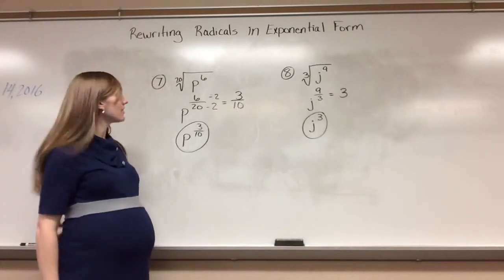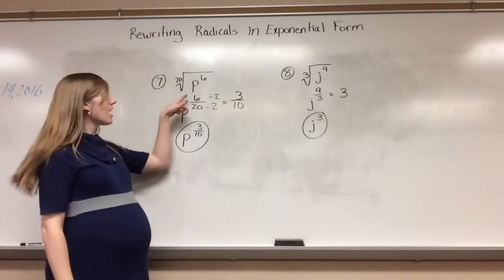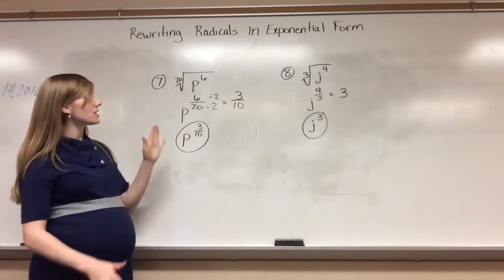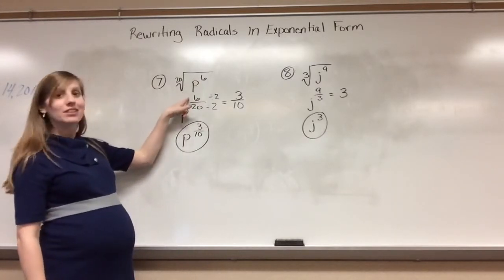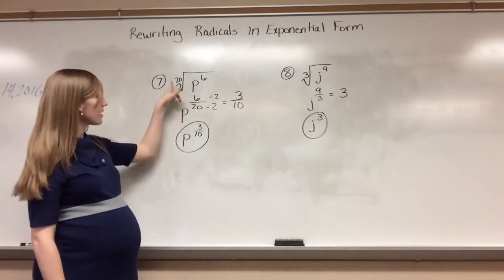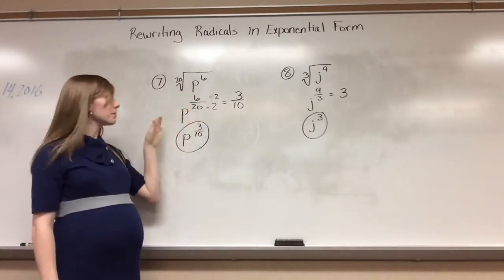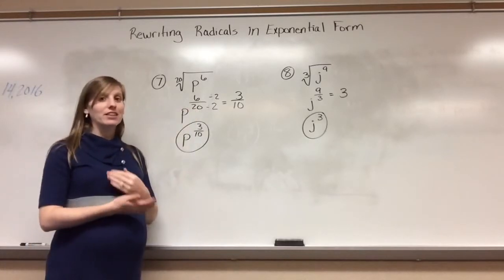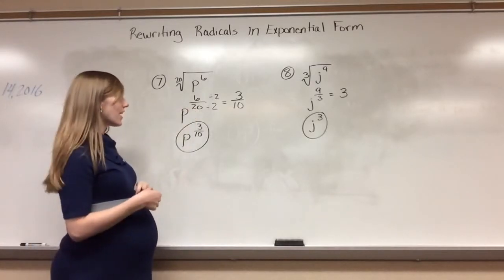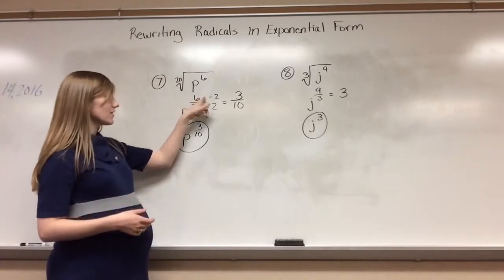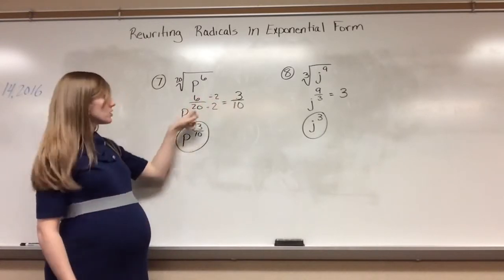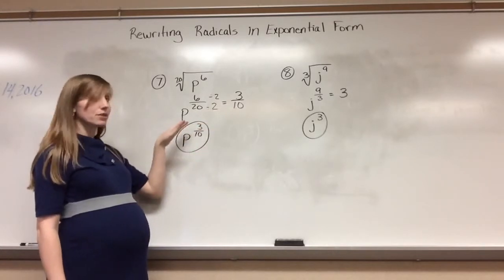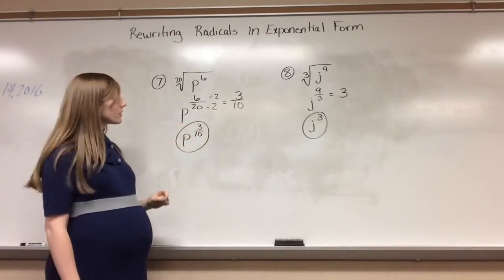For problem number 7, we have the 20th root of p to the 6th power. So the first thing I did was make my exponent the numerator of the fraction and my radical the denominator. So I had p to the 6/20ths. And then I noticed that I could simplify this. They're both even, so I can divide them both by 2. 6 divided by 2 is 3. 20 divided by 2 is 10. So my answer is p to the 3/10 power.